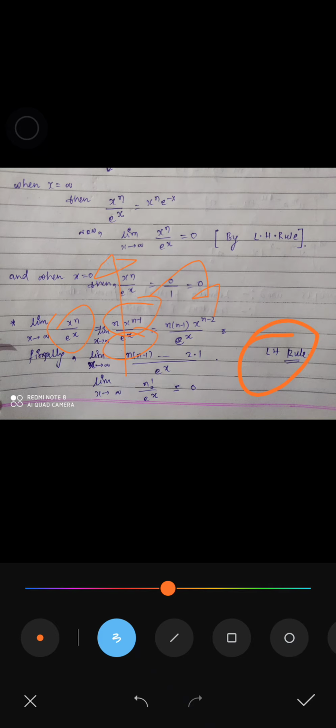Again differentiating it, because the indeterminate form of infinity over infinity still exists, we differentiate it again, and until the x in the numerator vanishes, our indeterminate form will not vanish. So we differentiate the numerator and denominator n times. Then we get the numerator as n factorial, n into n minus 1 up to 1.